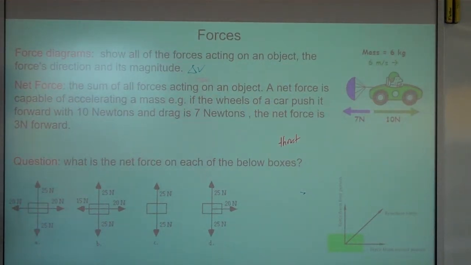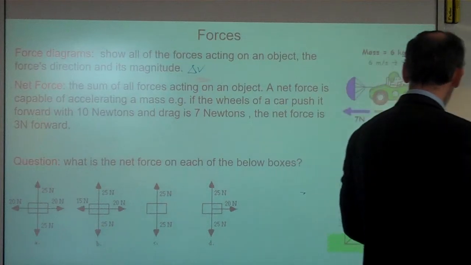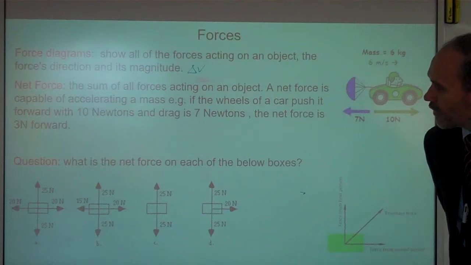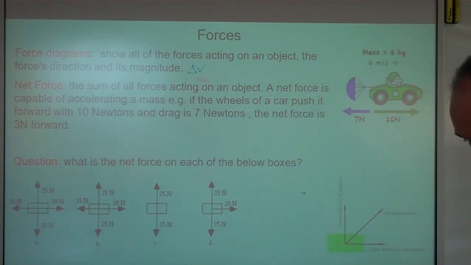Now, what is the net force on each of the below boxes? Write your answer below each of those boxes. I'll give you a second. Doesn't take very long. There's a little bit of Pythagoras theorem here as well, because a couple of years ago there was a question on a test that required you to include Pythagoras.